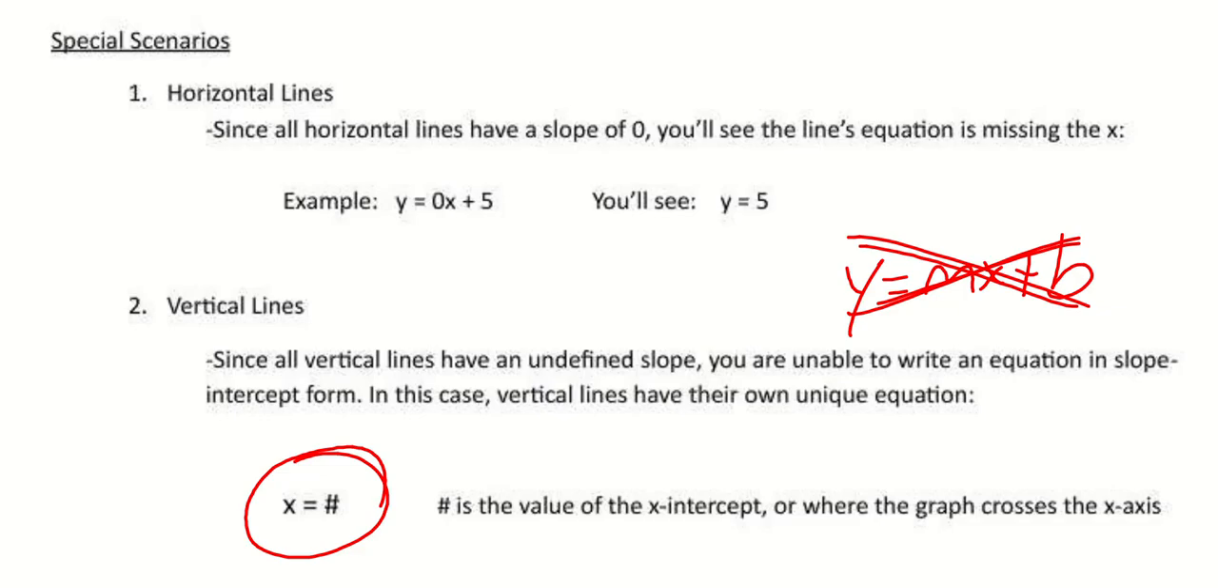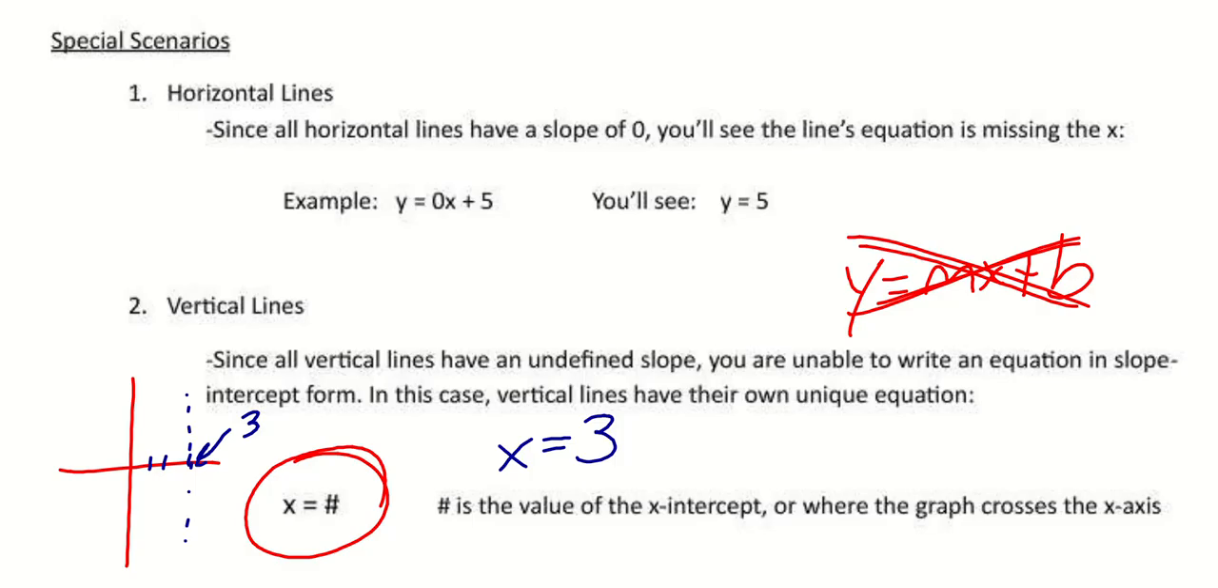So if you imagine a graph, and then you've got a vertical line going through right here, and say it's going through the x value of 3, that means you're going to write the equation for that line to be x equals 3, and that's what the equation for that vertical line would look like. Again, it's going to be unique and different because vertical lines are the only ones that do not have a number for slope, so that's why their equation is a little bit different.